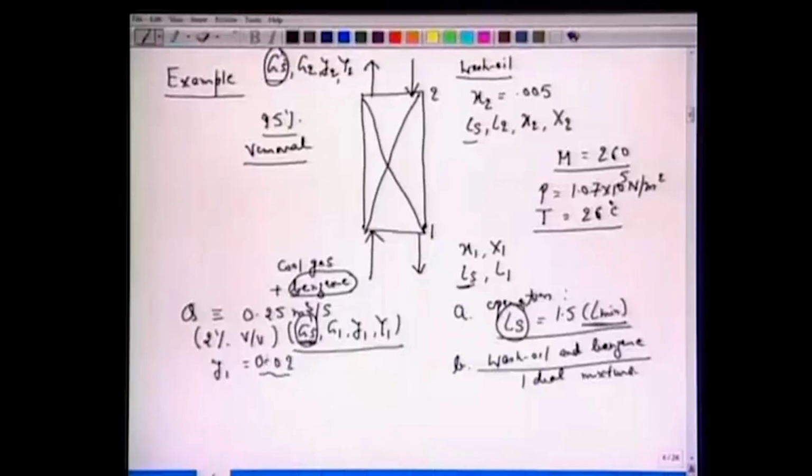Whatever quantities are given, we write down. 2% volume by volume, so we say that y1 equals 0.02. The benzene oil, which comes from the top, the wash fluid, contains a certain amount of mole fractions, so we have 0.005 there. The volumetric flow rate is given to us, Q equal to 0.25 cubic meter per second. So we mark all these points, whatever is given to us.